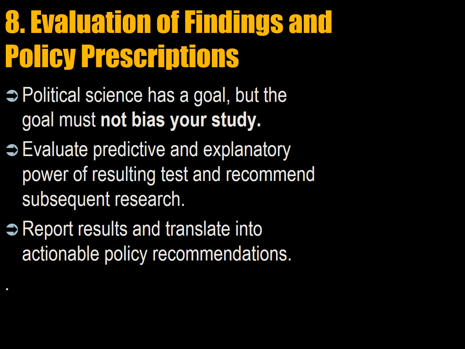Part 8. The evaluation of findings and the policy prescription. Political science has a goal. People don't do it in a vacuum. It's expensive. Governments and agencies pay for reports because they think it'll help them make better decisions, that it'll be in the public interest. However, you cannot allow your goal to bias your study. You must be strictly neutral when you design your analysis because you're trying to create valid conclusions for decision makers.